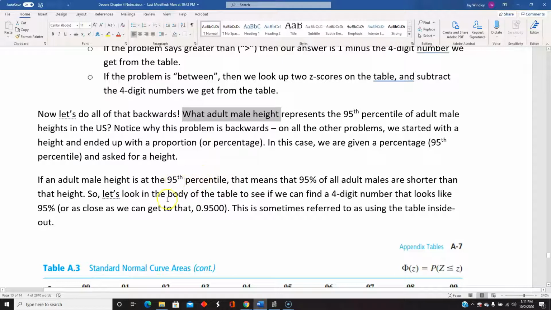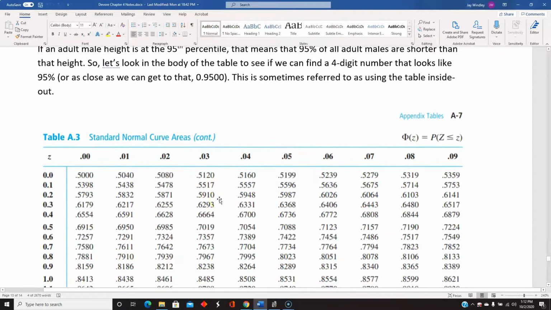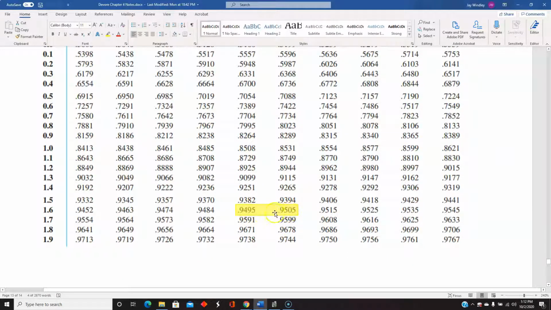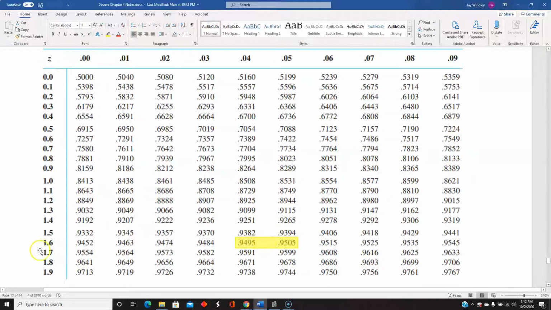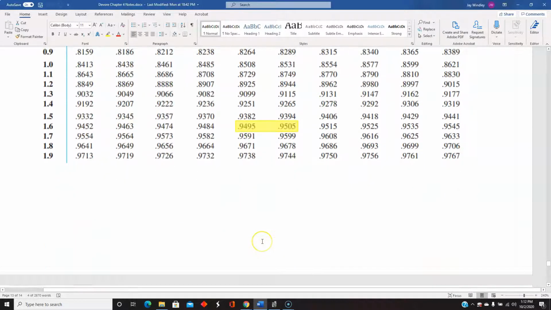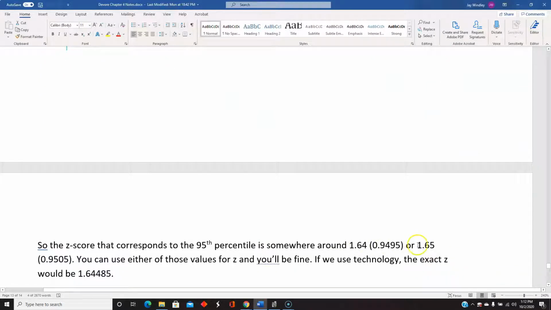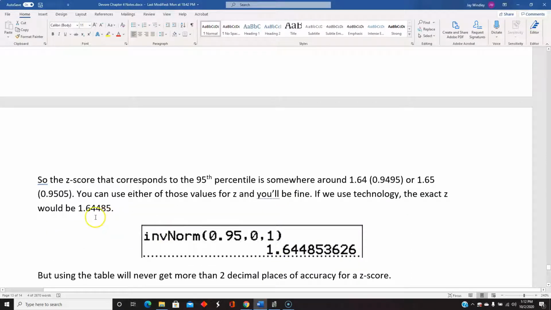First, we have to find the z-score on the table that would give us as close as we can to 95%, which as a decimal on the table would be .9500. And the closest you're going to get is those two numbers there. So it's kind of a toss-up if I should be using a z-score of 1.64 or a z-score of 1.65. In reality, I could live with either one of those, 1.64 or 1.65. Or if you use technology, you can get the exact z-score.